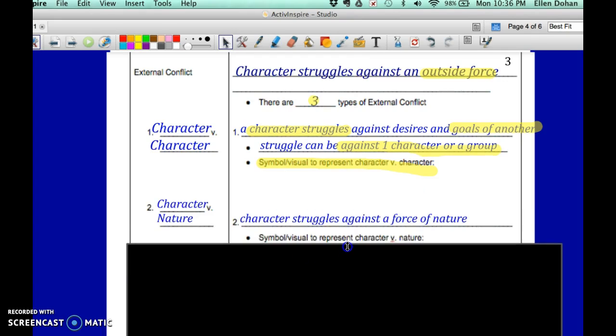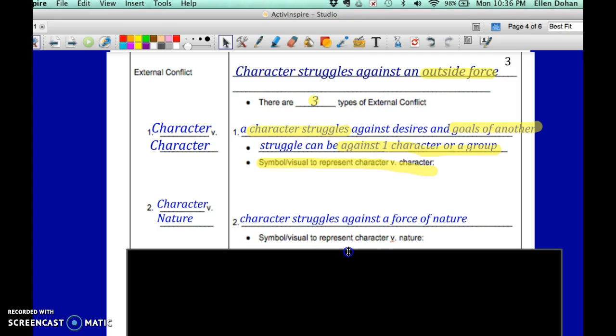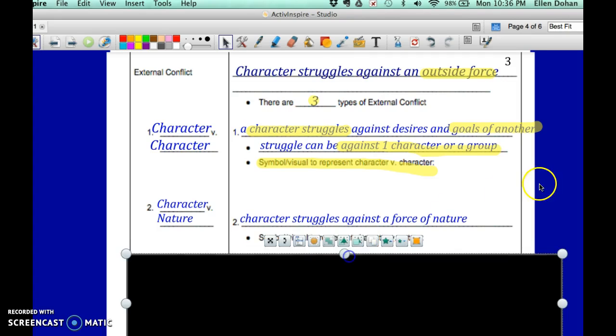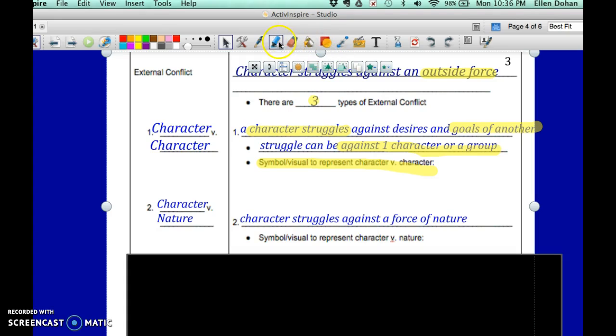Okay. We're going to move on to character versus nature, the second type of external conflict. Character versus nature is when the struggle is specifically against a force of nature. So in other words, a storm or a wild animal. So it's when a character or a person is struggling against something that's a natural force. Again, to help you process this information, I want you to create a symbol or a visual that helps you represent this type of conflict.